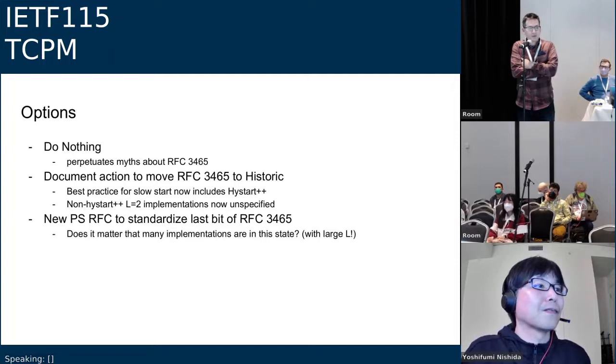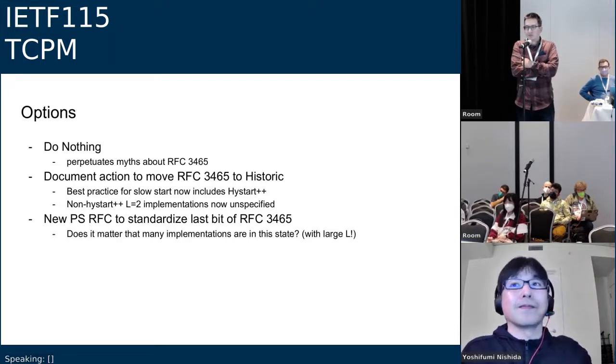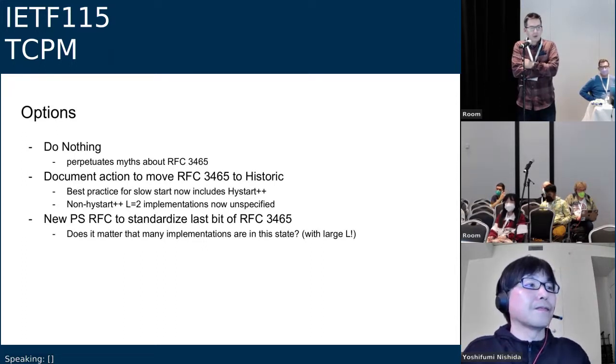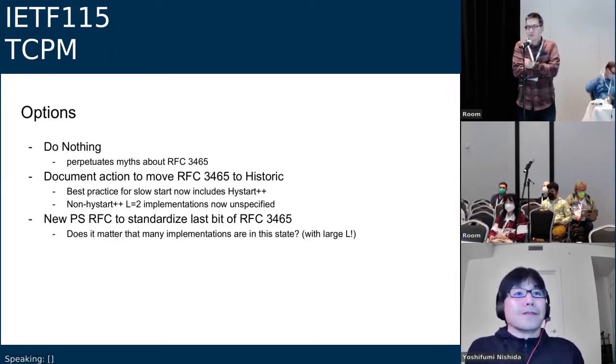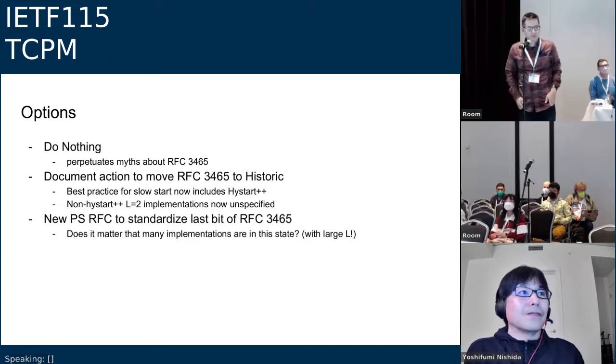A second, intermediate difficulty option is for me to initiate a document action, which makes 3465 historic, and just say, look, as a community, our best practice is a thing called slow start, and it includes HyStart++. And so if you're doing something other than that, you're not following the best practice anymore. That means some things are not unspecified, but it does leave a nice tombstone in 3465 that says, by the way, this has been standardized in these other RFCs, so you need not do this experimental thing anymore, which is achieving my objective at least.